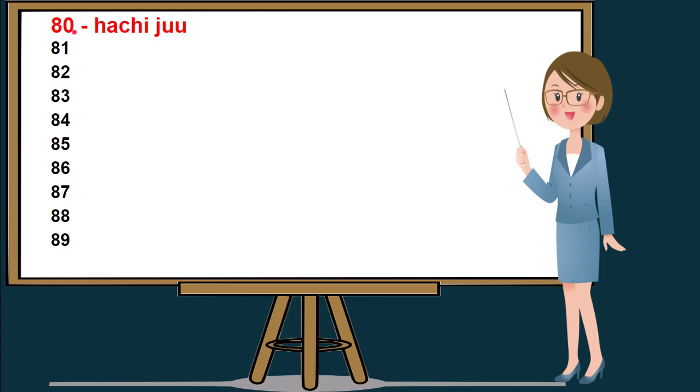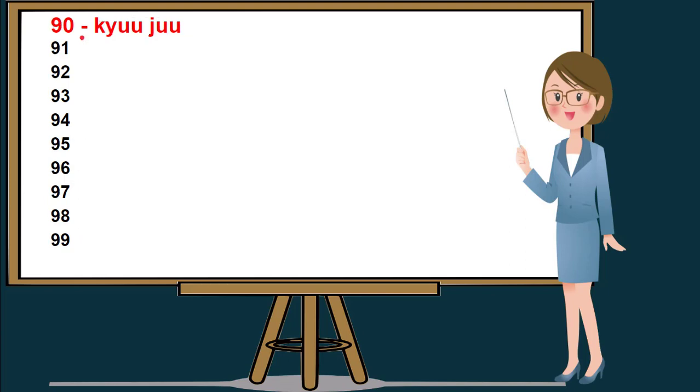Now, let's start to count 80 to 89. Please repeat after me as I point on the number. Hachiju, hachiju ichi, hachiju ni, hachiju san, hachiju yong, hachiju go, hachiju lok, hachiju nana, hachiju hachi, hachiju kyu. Very good.